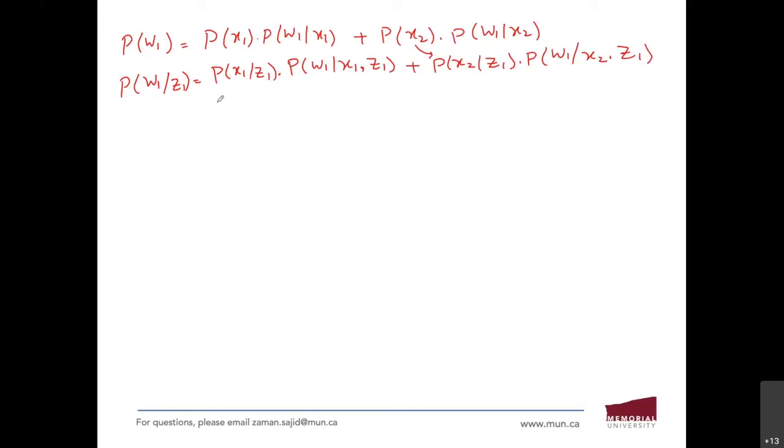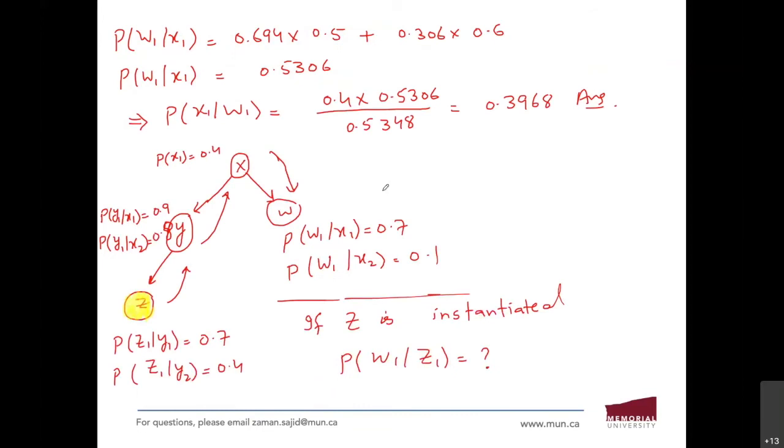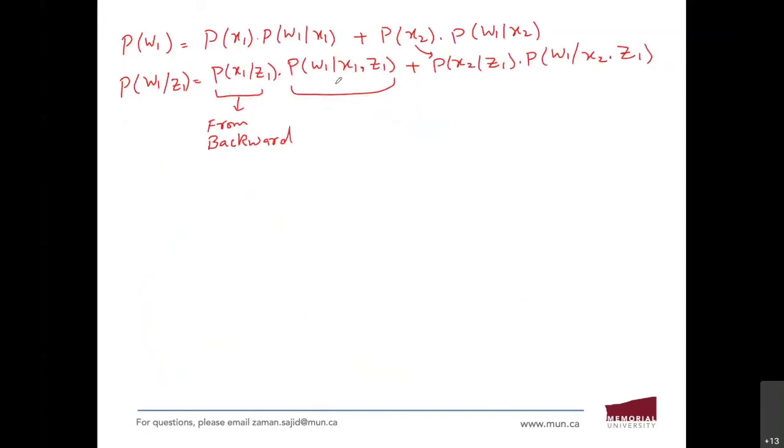Now in this term is what we will find from backward analysis. This will come from backward analysis. Now for these ones, we will apply the Markovian condition. If you allow me to go back, X is the parent of W here. So I can write down this term as the probability of W1 given X1, using the Markovian condition. Now this term will again come from analysis as I did previously.